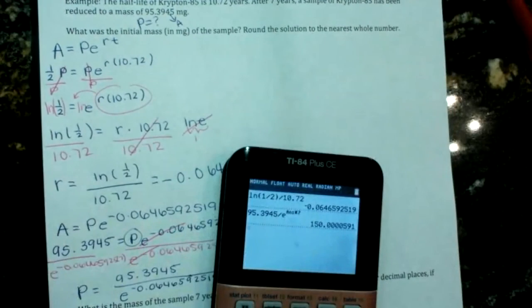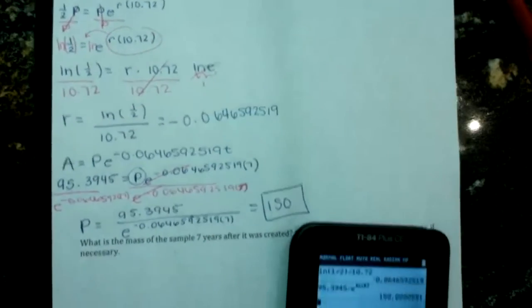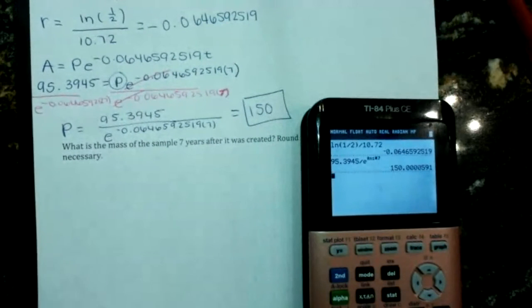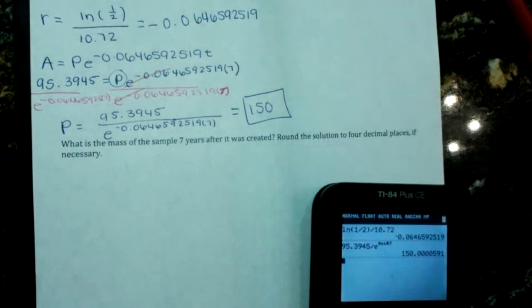Done. These are just the same thing we've been doing, just talking about real-life scenarios, so the numbers are just ugly. Now use the mass of the sample. What is the mass of the sample 7 years after it was created? Round your answer to 4 decimal places as needed.